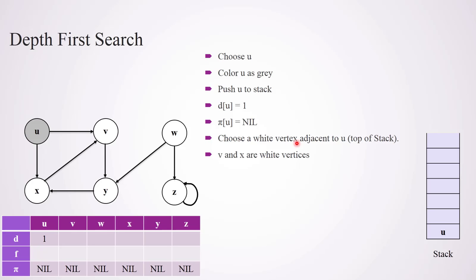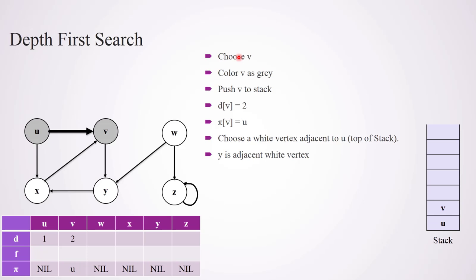So next step, we have to look at the top of the stack. The top of the stack contains vertex u. We have to choose an adjacent white vertex of u. So here u has two adjacent vertices, v and x. We have to choose one of the vertices from v and x. Both v and x are white, so we have to choose either v or x. Here I am choosing v, because among v and x, v is alphabetically smaller.